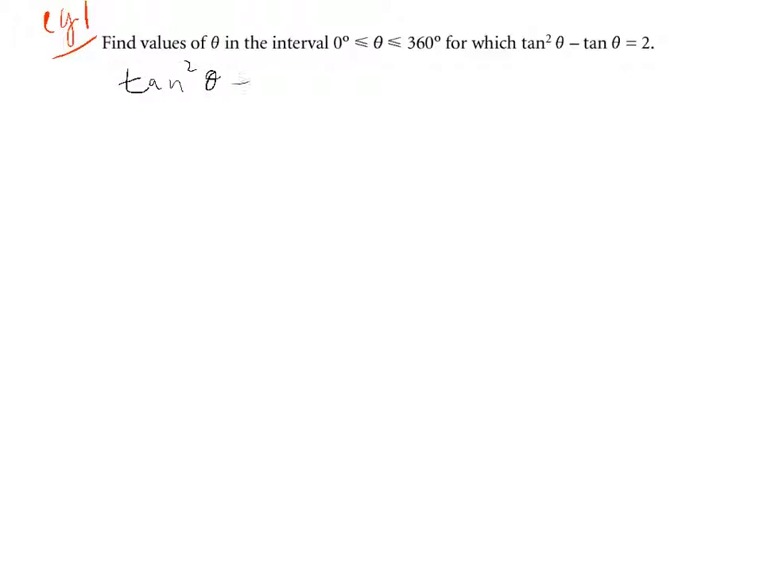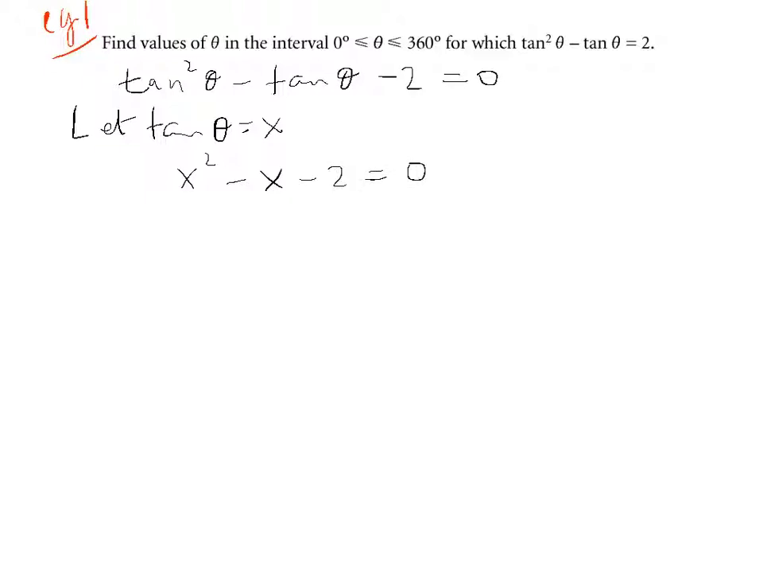So we've got tan squared theta minus tan theta take away 2 equals 0. If you want, and to make it less daunting, you can say let tan theta equals x, and then we can rewrite our top equation as x squared minus x take away 2 equals 0. We can now factorize this, and so we're looking at factors of minus 2 which add up to give us minus 1. So we've got x minus 2, x plus 1 equals 0. This will then lead to two solutions. We have x equals 2 or x equals minus 1.